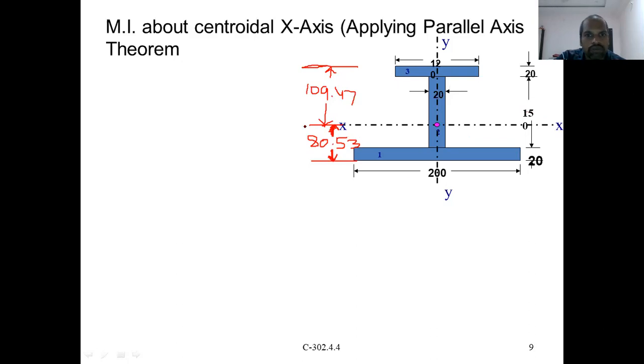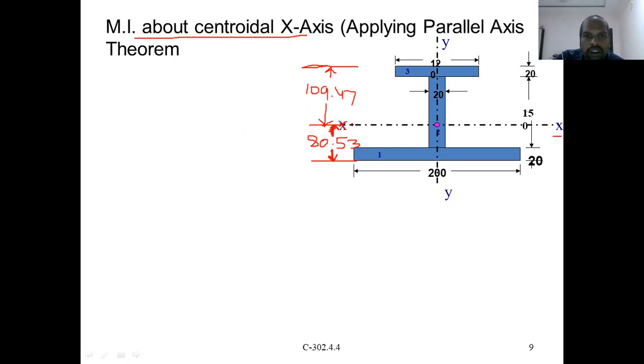Now, what do we need? The centroid part is over. We have calculated the centroid from the bottom as well as the top, so that part is over. Now we have to calculate the moment of inertia about the x-axis. About the x-axis is very important, so first let us calculate about the x-axis.